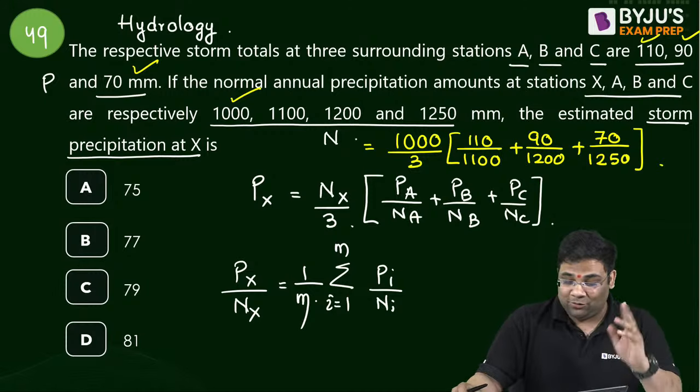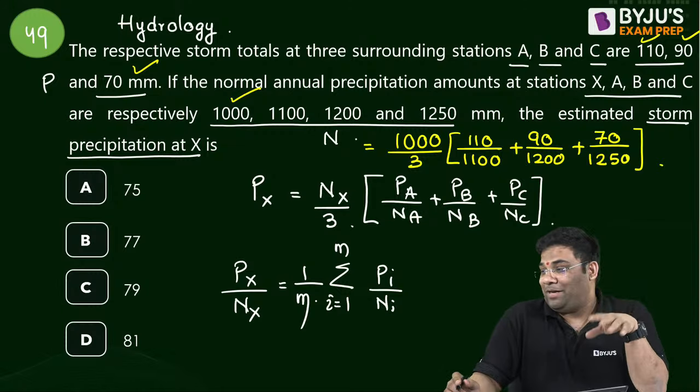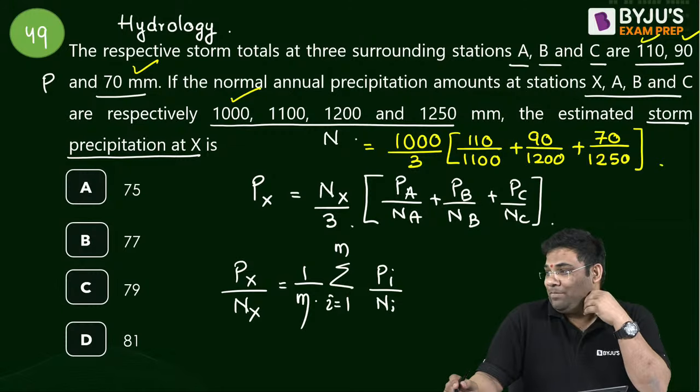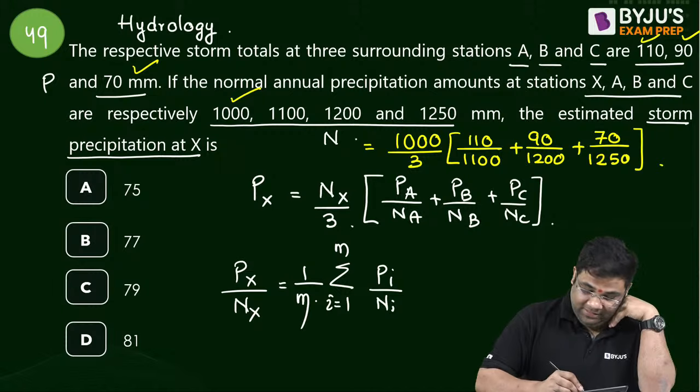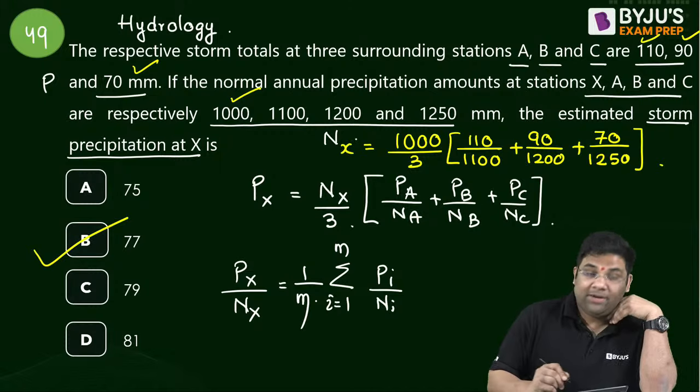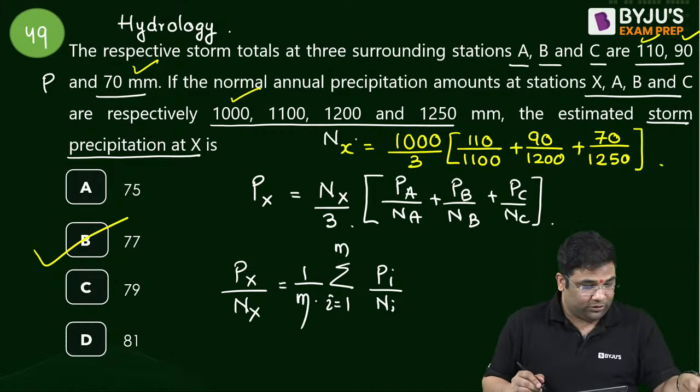In GATE, if they ask you a 2-mark question, then you can think that they might play some trick. But normally they don't play the trick. Okay, understood? So the answer is what? The answer is 77. Everybody is getting 77? Yes, very good. Next question.